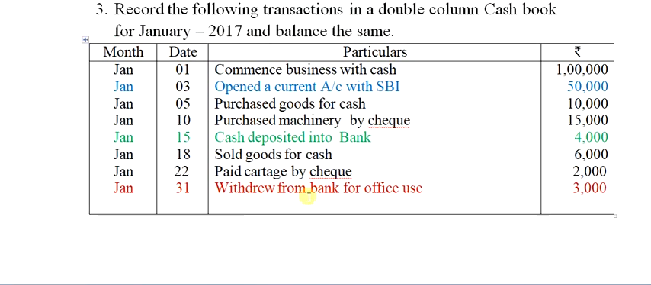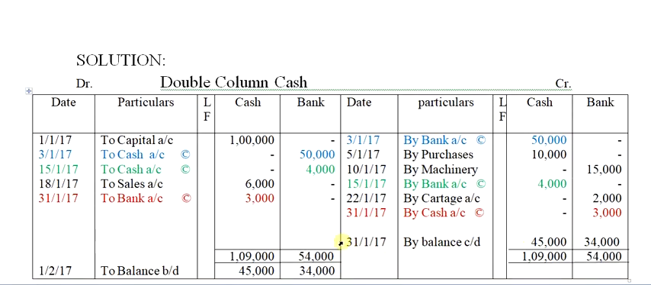Moving on to the next point. Jan 31st, withdraw from bank for office use rupees 3,000 is given. So withdraw from bank, for what use we are withdrawing? For the office use. So what happens? Bank balance decreases, and simultaneously cash balance will be increasing. So you can see that is also a contra entry on 31st Jan 2017 by cash account.